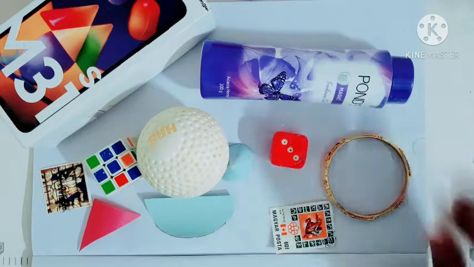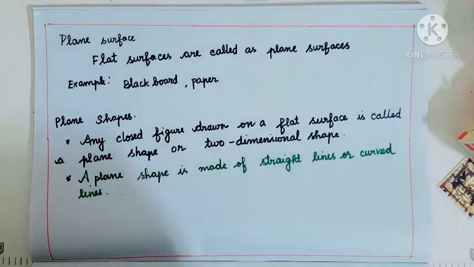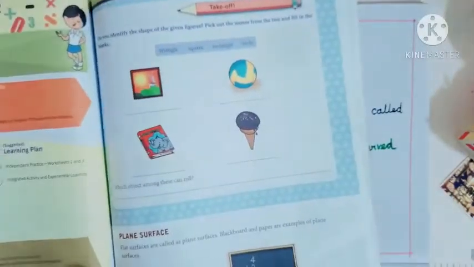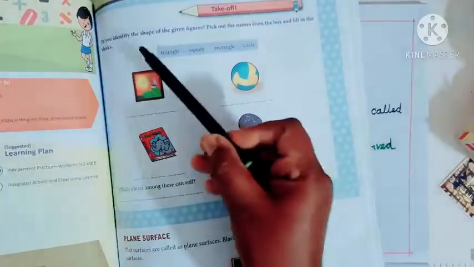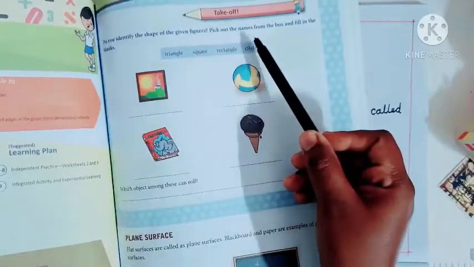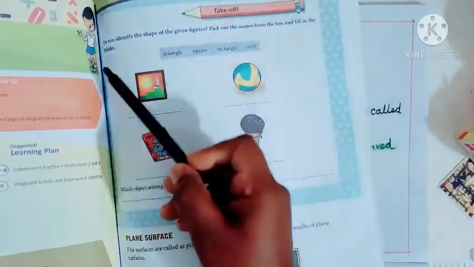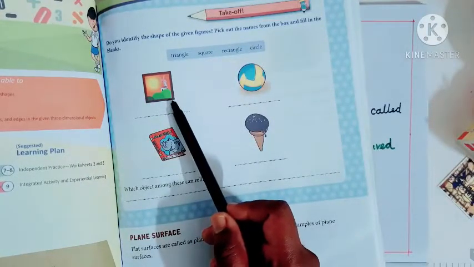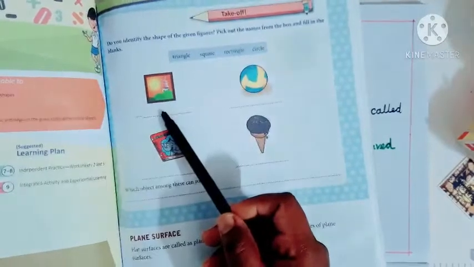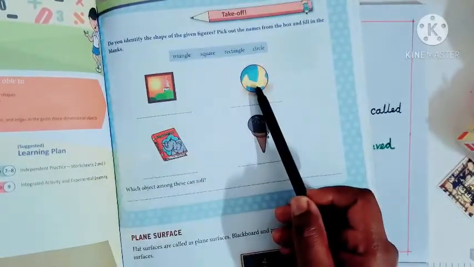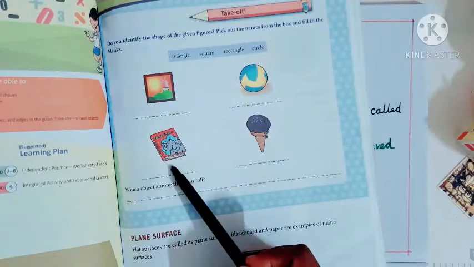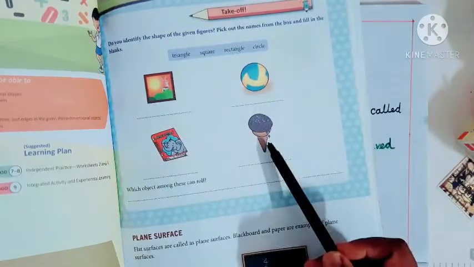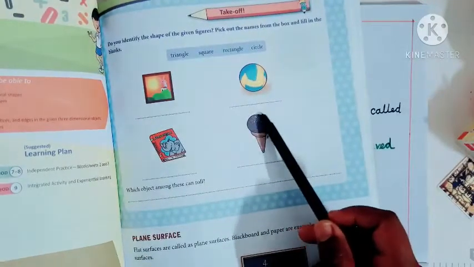Fine. You take your book, page number 93. You're going to write something. Do you identify the shapes of the given figure? Pick out the names from the box and fill in the blank. Can you name this? What's the shape? It is square. From this you can take it and write it. What is this? Circle. What is this? Rectangle. What is this? It is a triangle. Above that it is a circle.